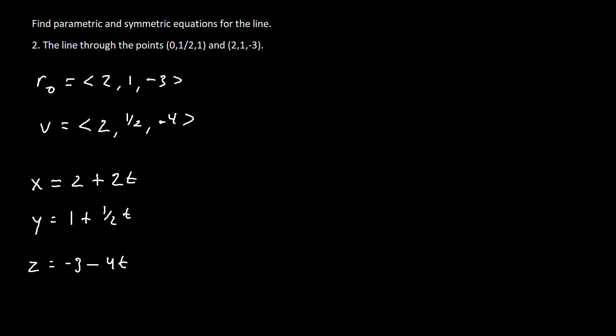So now in order to find the symmetric equations, once again the formula, so we have x minus x naught, so x naught is 2, that's the x component of the R sub naught vector, over the a value, which is the x component of the parallel vector, which is 2, equals y minus y sub naught, which is 1, over the y component of the vector, which is 1 half, which equals z minus z sub naught, and that's negative 3, so that would be plus 3 over the z component, which is -4.